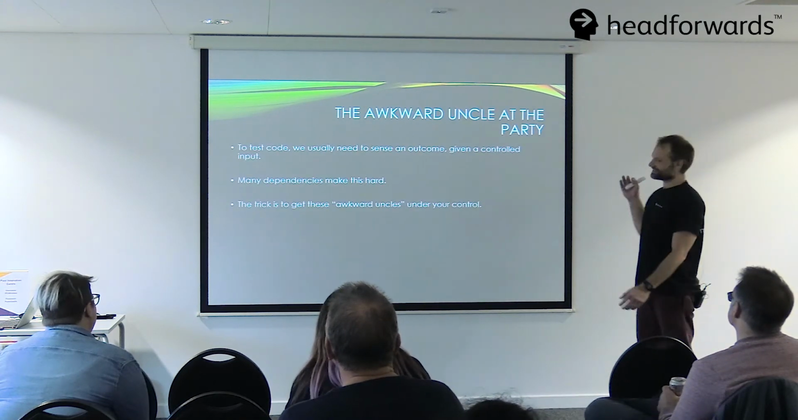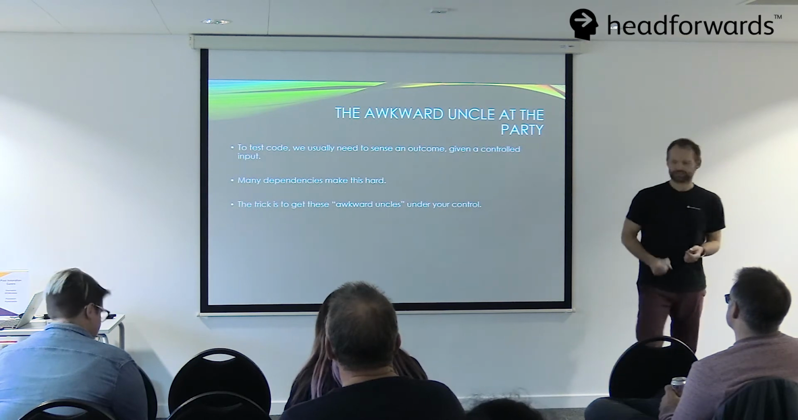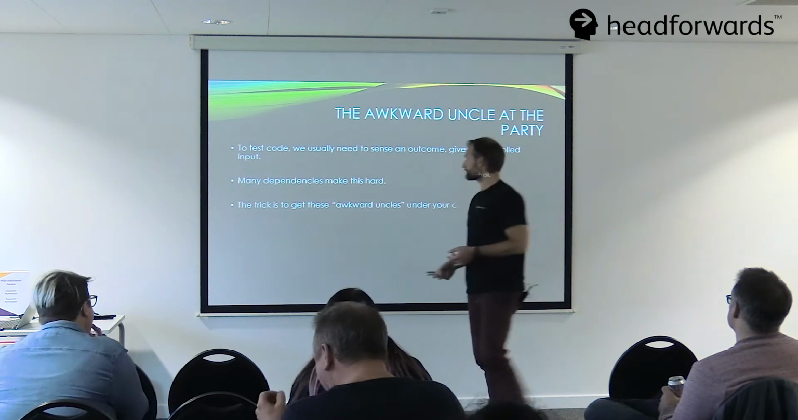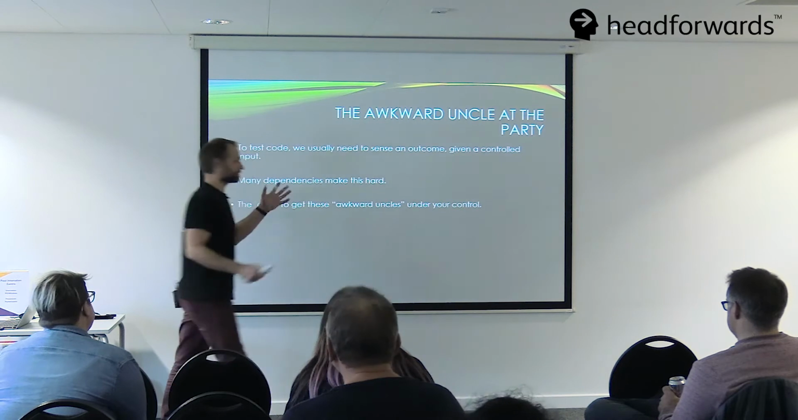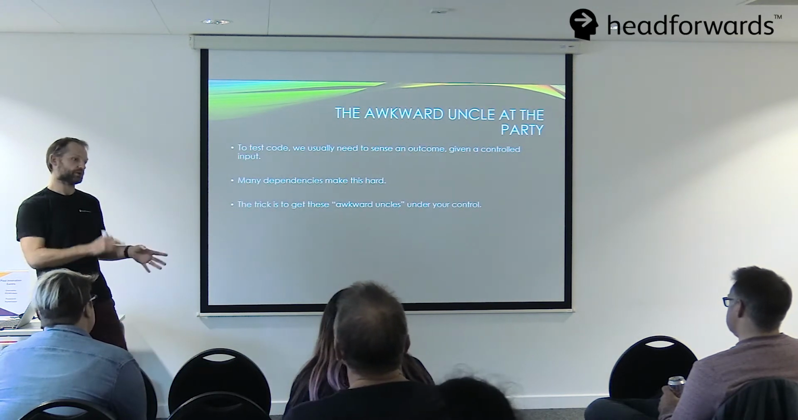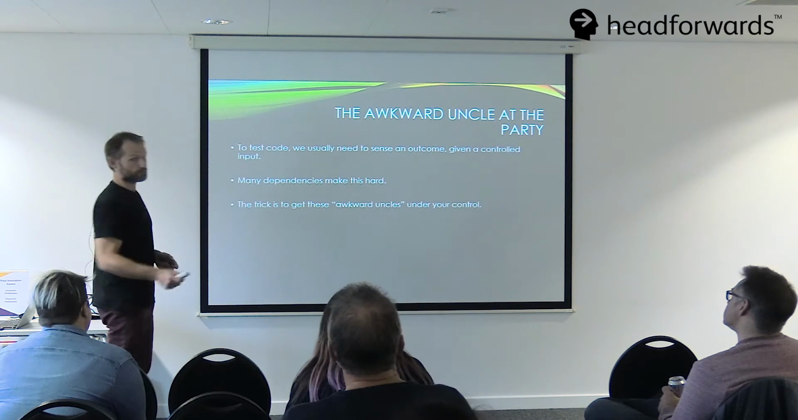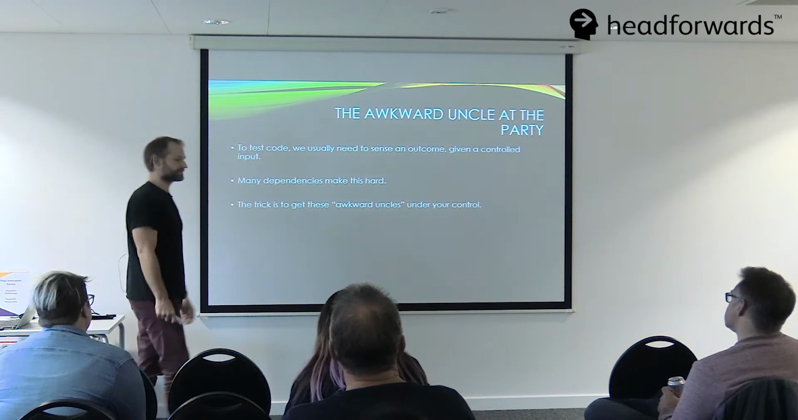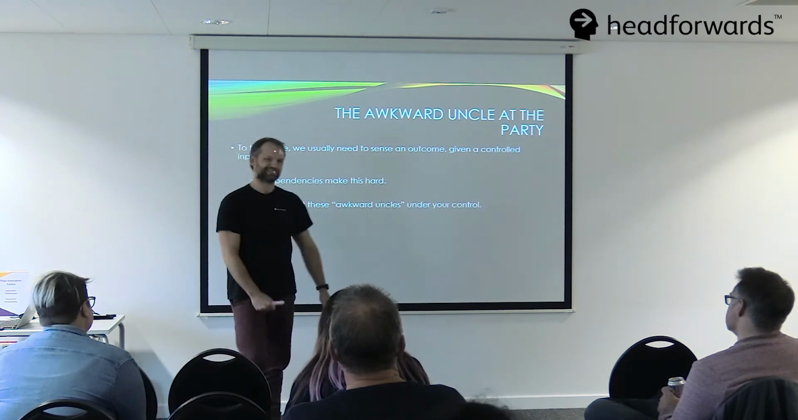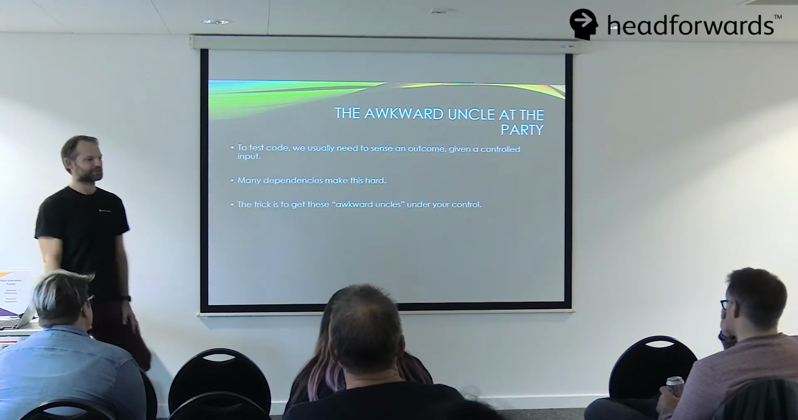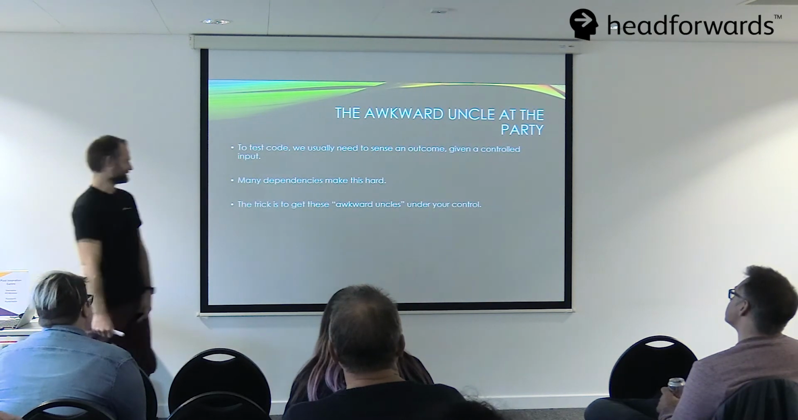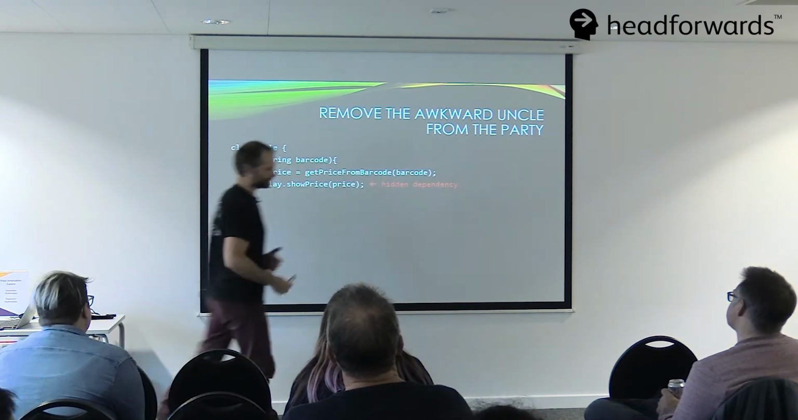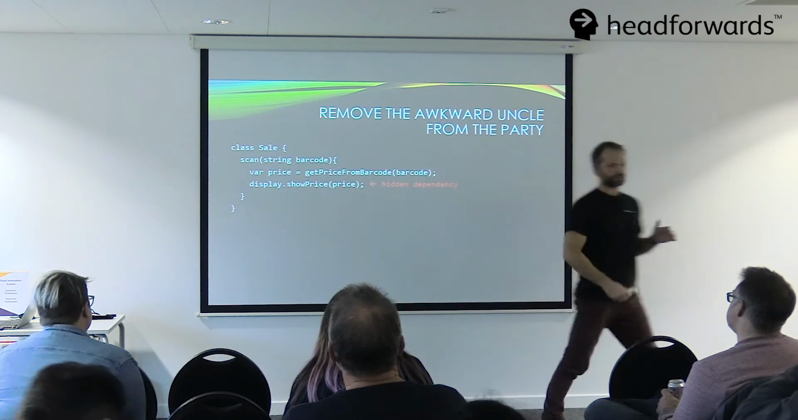Yeah, so as I said, the hardest thing is trying to break down dependencies. And usually when we talk about trying to test code, we're talking about needing to sense some sort of outcome given some sort of controlled input. So it's predictable and repeatable. And many dependencies make this very hard. So the trick is removing the awkward uncle from the party. Getting it under your control, trying to force him to eat the food that you've prepared and not chuck it away and walk out.